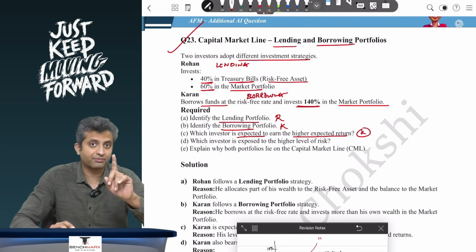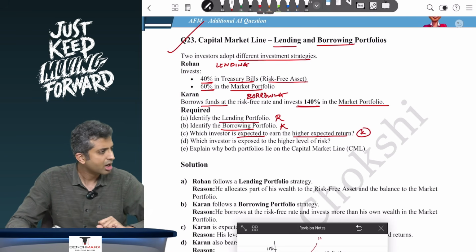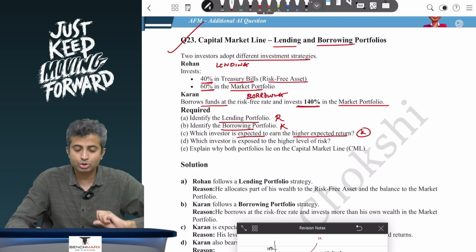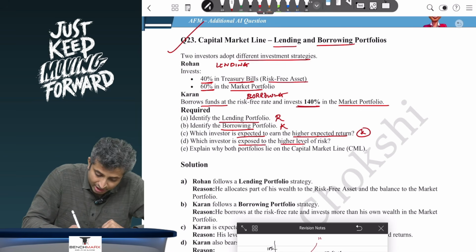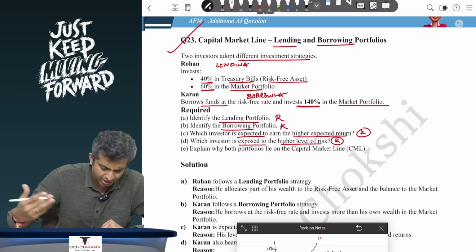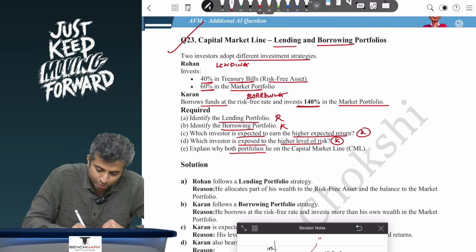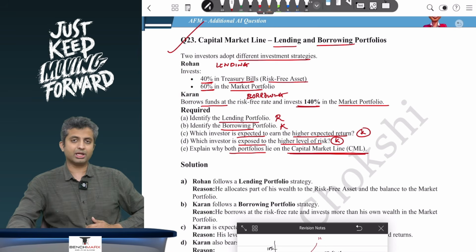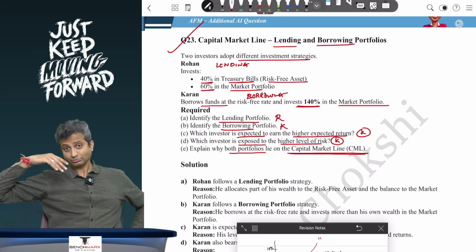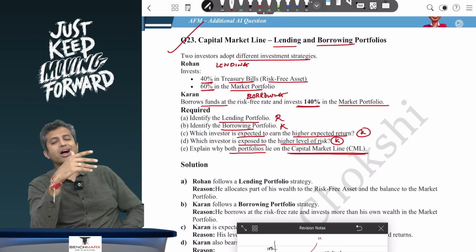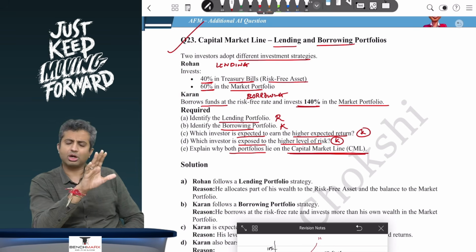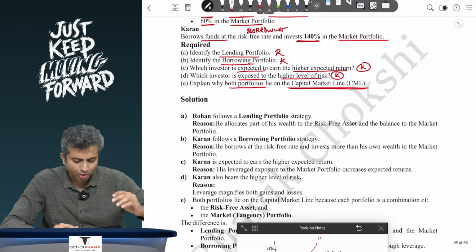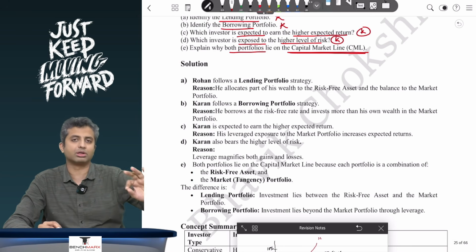But this comes at the cost of higher risk as well. One will say that then let us go ahead and invest like Karan. However, it will have a much higher standard deviation as compared to Rohan's portfolio. Which investor is exposed to a higher level of risk? Again, Karan. Yes, they have a higher return, but there's also a higher risk. Explain why both portfolios will lie on the CML, the capital market line theory. In the capital market line, a security with a higher risk will command a higher return. A security with a lower risk will have a lower return. That does not mean that there is only one optimal return on the CML.